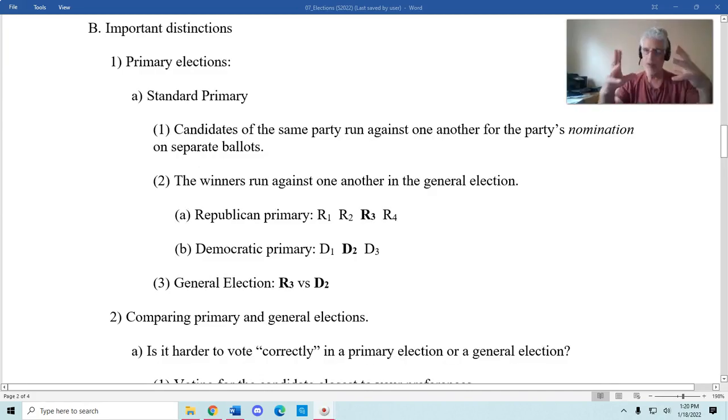So let's begin with some important distinctions. We're going to be talking about primary elections, and then we're going to be talking about the general election. For those of you who are sports fans, the way that you can think of it is primary elections are like the playoffs, and the general election is the championship game.